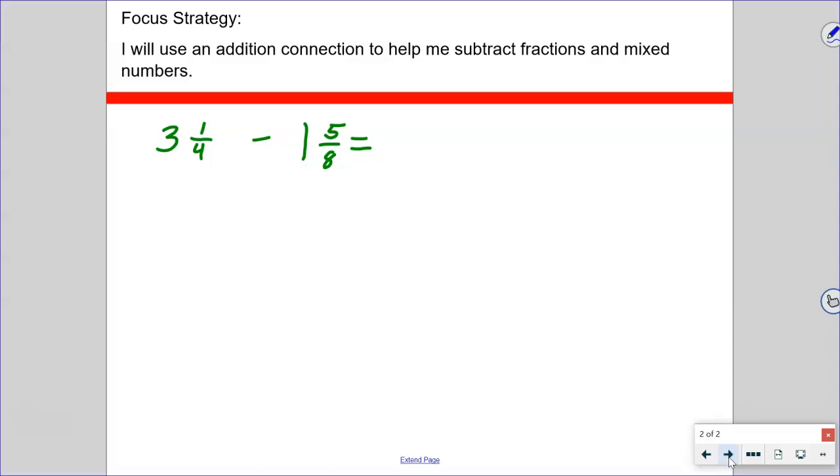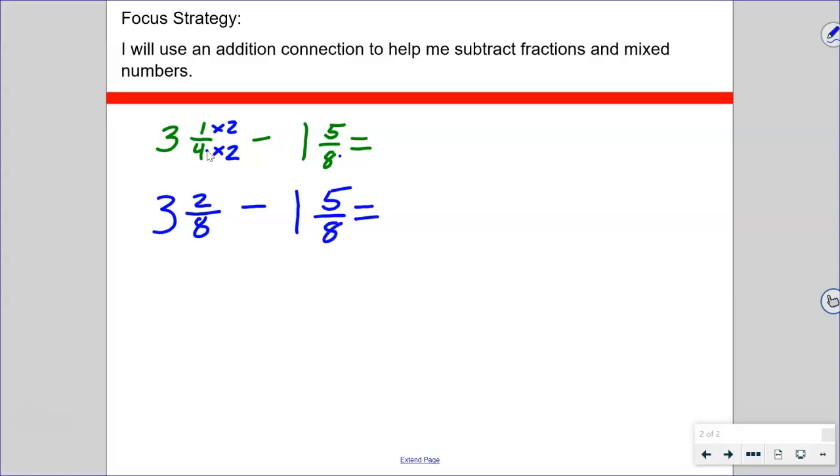This time, I'm not going to multiply the 4 by 8 and the 8 by 4, because I see that if I multiply the 4 by 2, I can get my common denominators by having them both be 8s. So I'm going to do times 2, times 2, and I'm going to rename 3 and 1/4 as 3 and 2/8. And now I'm going to leave the other one alone. So it's going to be 1 and 5/8.